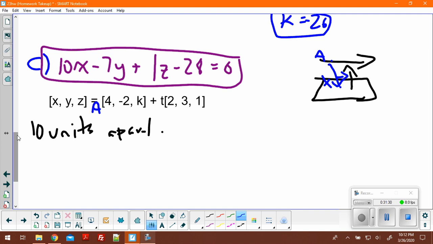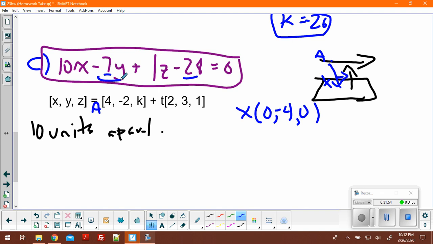If this is my point A, I need a point X on the plane. To make the numbers simpler, I know that 7 goes into 28. So if I make X 0 and Z 0, then Y should be equal to negative 4, I believe. Yeah, we get positive 28, take away 28 is 0.